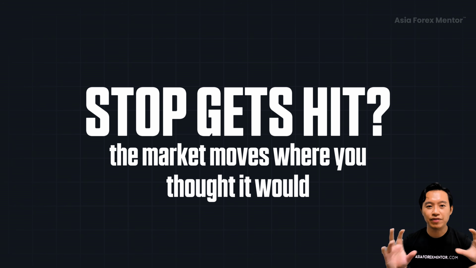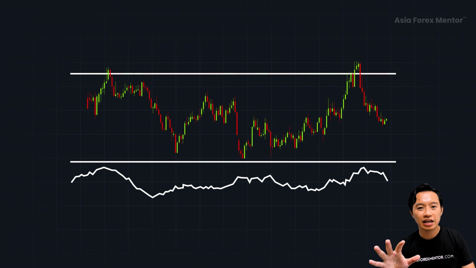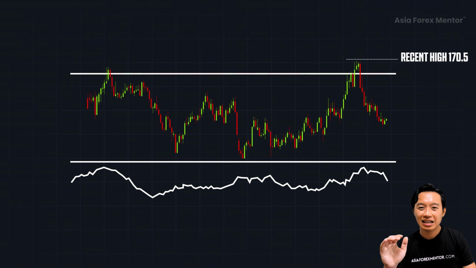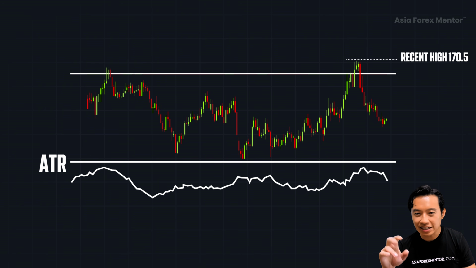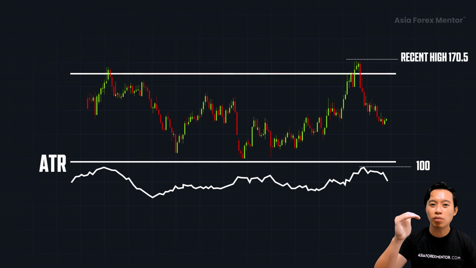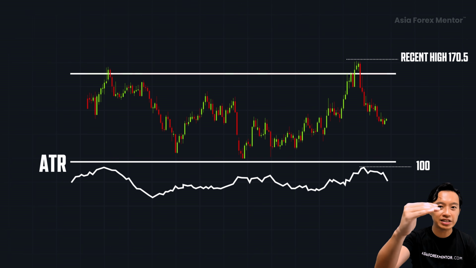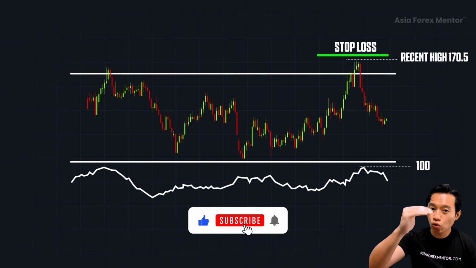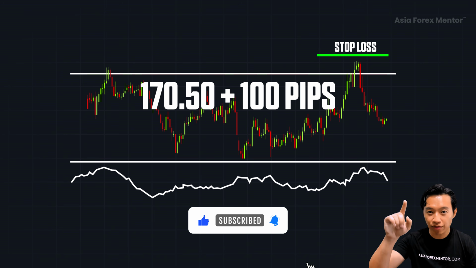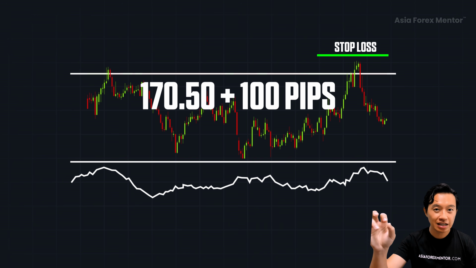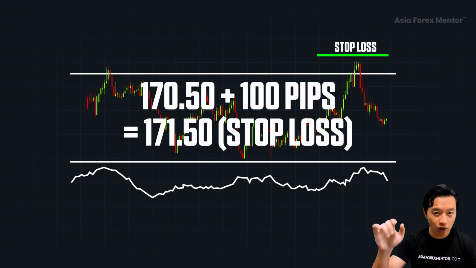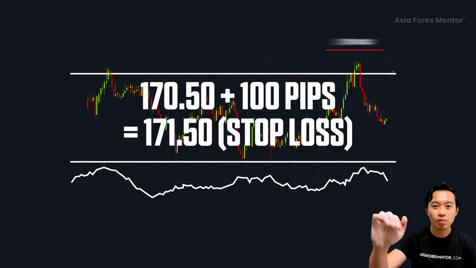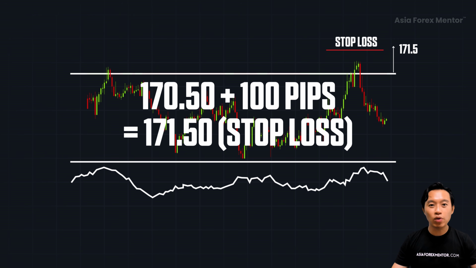Let me give you a specific example. The recent high is 170.5, the level. The ATR for the last few bars is 100 pips. So you don't put your stop loss right above the level of 170.5. Instead, give it some breathing room. You add the ATR to the high, which is 170.5 plus the 100 pips, so that would equal 171.5. That is where the stop loss should be. This way, when the market makes a normal move before heading your way, you're still in the trade and not getting shaken out.